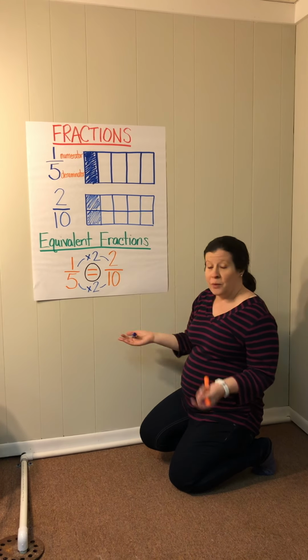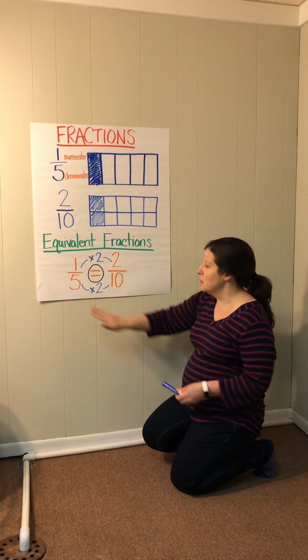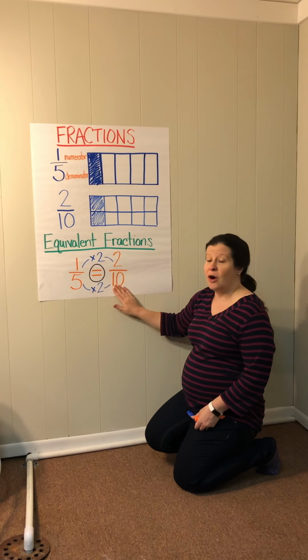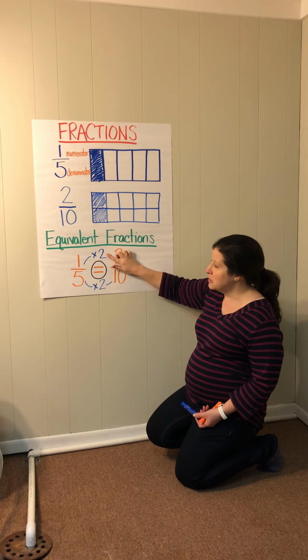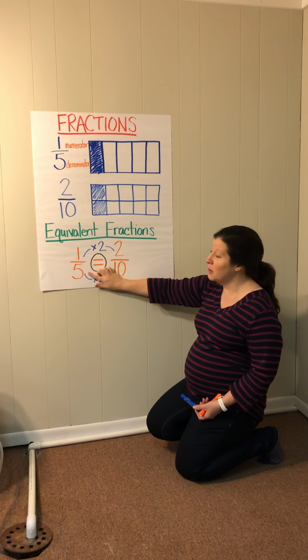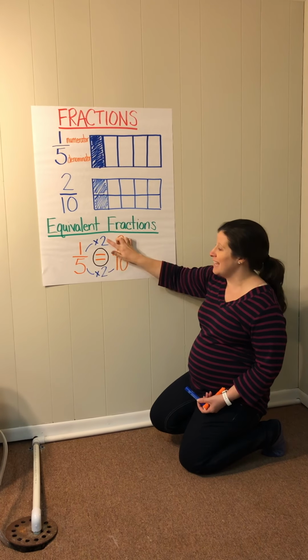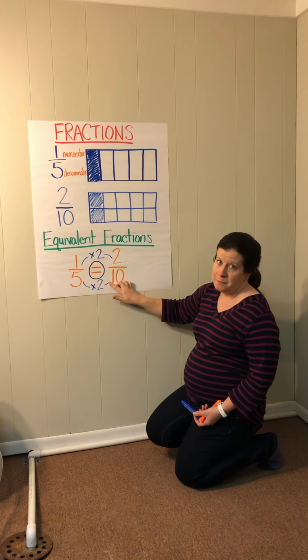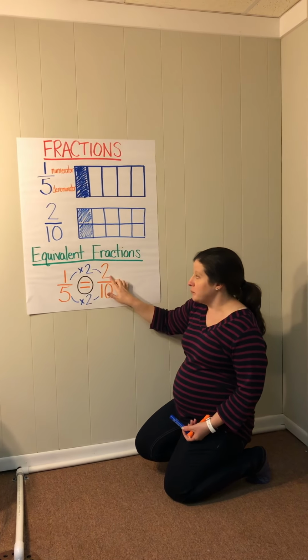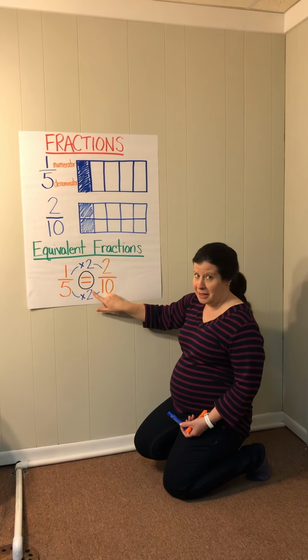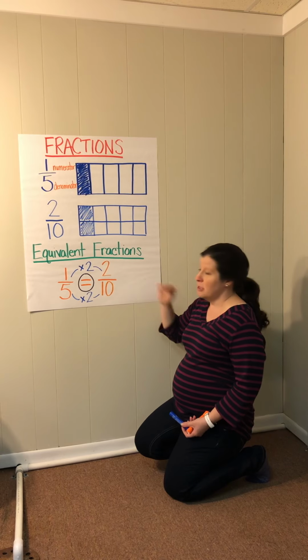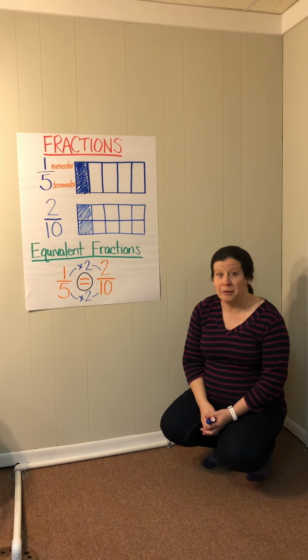So in order to check to see if two fractions that you have are equal, or if they're equivalent, you have to multiply both the numerator and the denominator by the exact same amount. If that number comes out to be the same, once you've multiplied it by the same number, then you would know those two fractions are equivalent to each other.